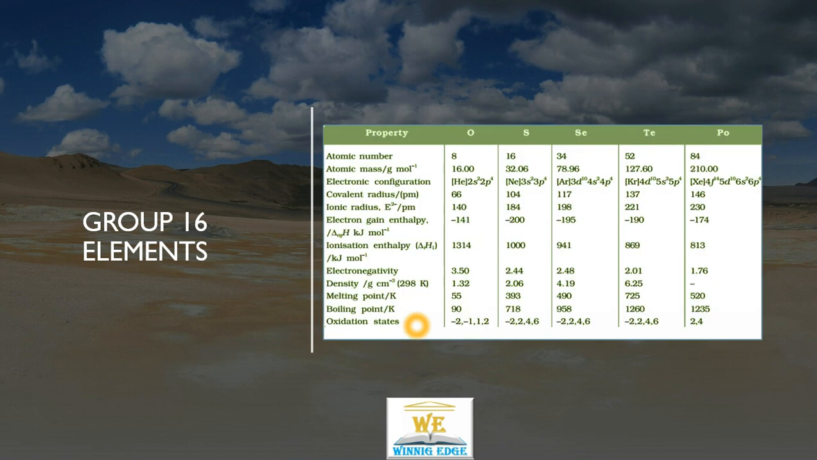Let's now talk about the properties of group 16 elements, from oxygen to polonium. Polonium is a radioactive element.